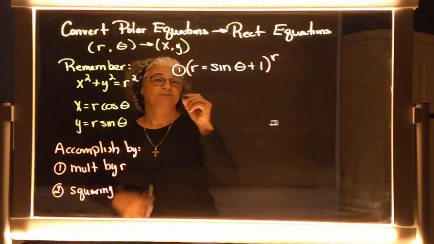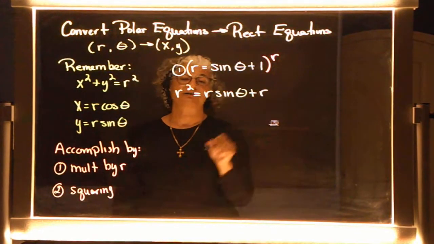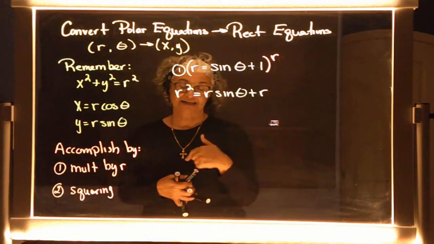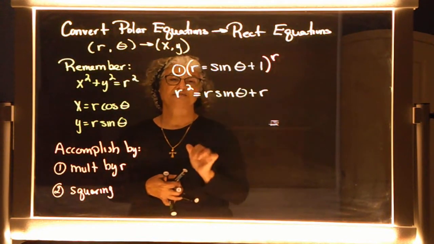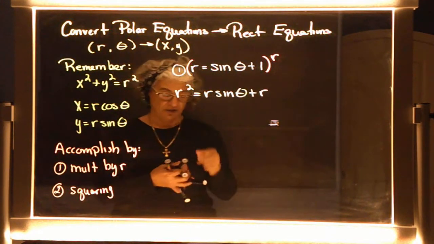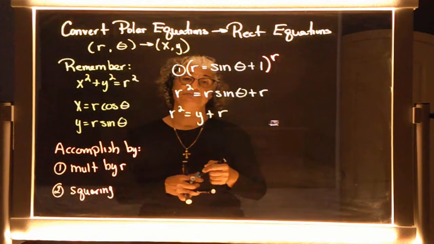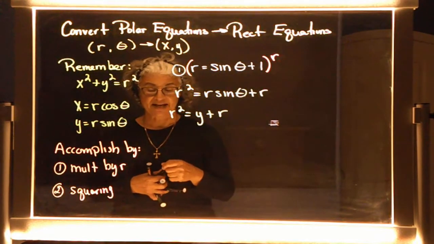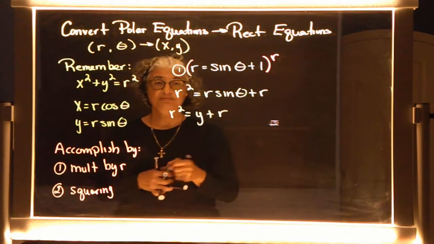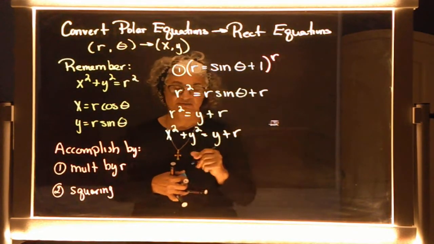When I do that, that'll give me r squared equals r sine of theta plus r, won't it? Okay, so now I can rewrite r sine of theta. R sine of theta can be rewritten as y. So I can write r squared equals y plus r, couldn't I? Good. Now, r squared can be rewritten, can't it? Yeah, it's the same as x squared plus y squared, isn't it? So x squared plus y squared equals y plus r.